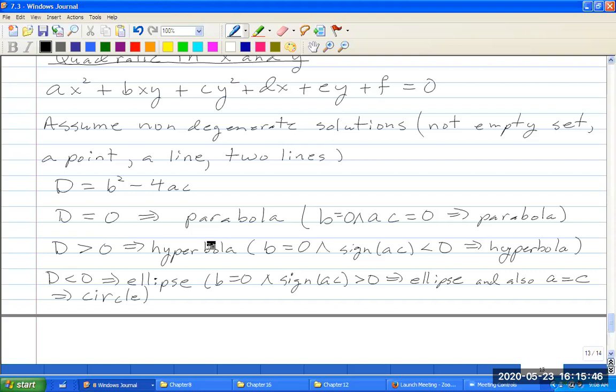If d, the discriminant, is greater than 0, then this will be a hyperbola. If b is 0 and the sign of AC is less than 0, then this is a hyperbola. So if b is 0, and these two terms have differing sign, then it's a hyperbola. If d is less than 0, it'll be an ellipse. So in the case that b is 0, if the sign of AC is greater than 0, it's an ellipse. Meaning, if there's no xy term, and the signs of the squared terms are the same, then it's an ellipse. If, in addition, these two coefficients, A and C, are the same, then this will be a circle.